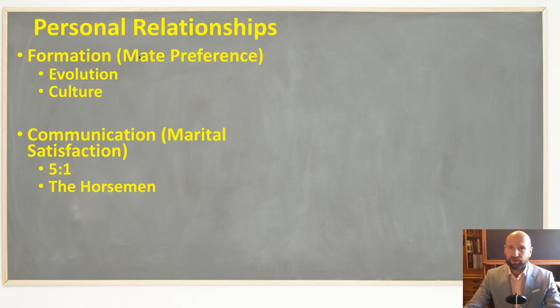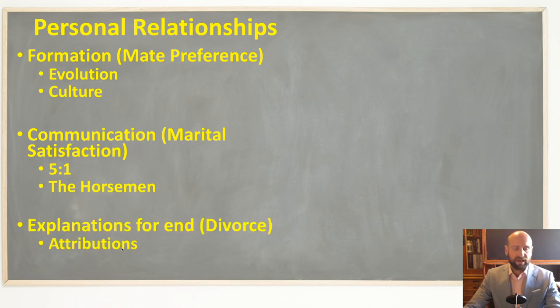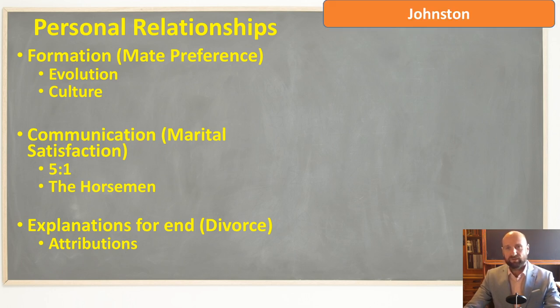Formation we're going to explain using evolutionary explanations and cultural explanations. And for the explanations for the end, we're going to use communication, but also introduce this idea of attributions. This has been added because of the need to link to a specific cognitive process in relationships.